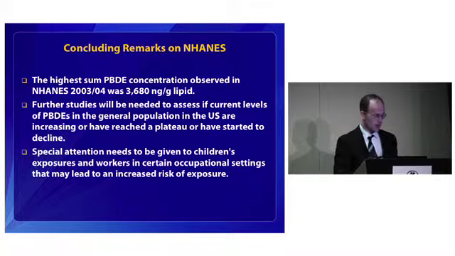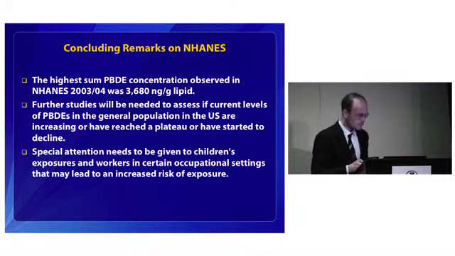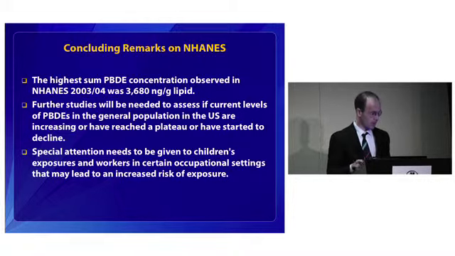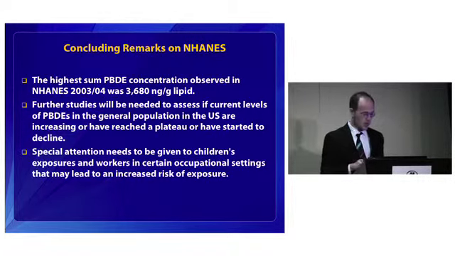and that's just on NHANES. You can see the highest level observed was 3,600 for total PBD in one single subject. We need to do further studies to see if levels started to decline or not in the US, and that's forthcoming. We also need to give special attention to children's exposure in certain occupational settings that may have an increased risk of exposures. And that's work that has been done, but I won't go into that.